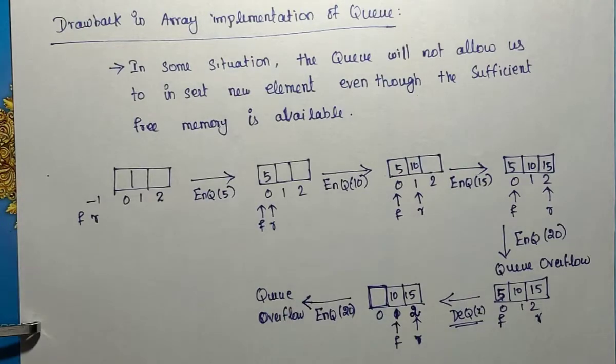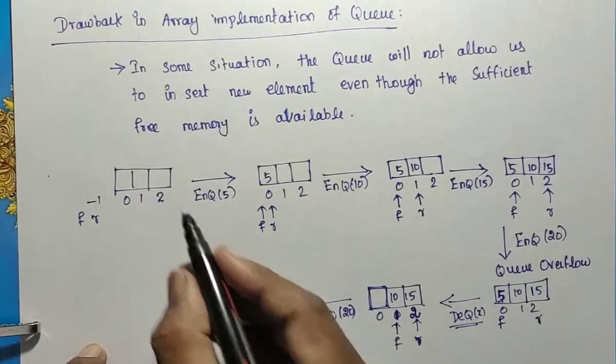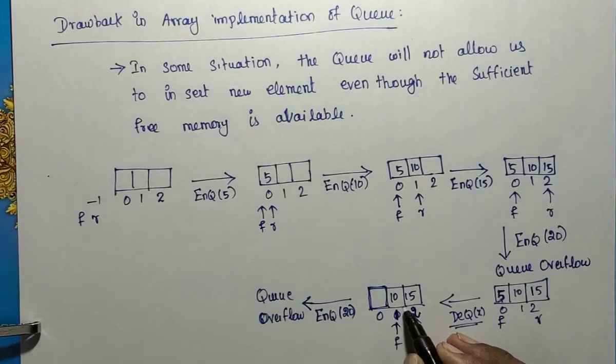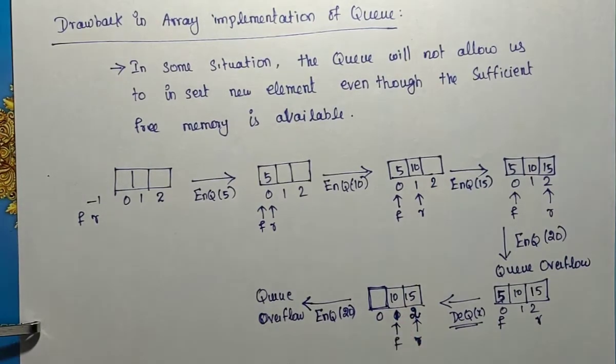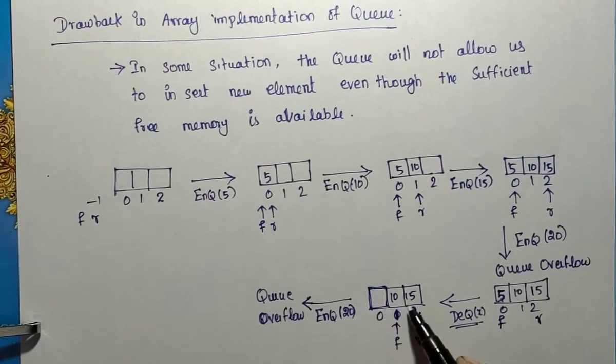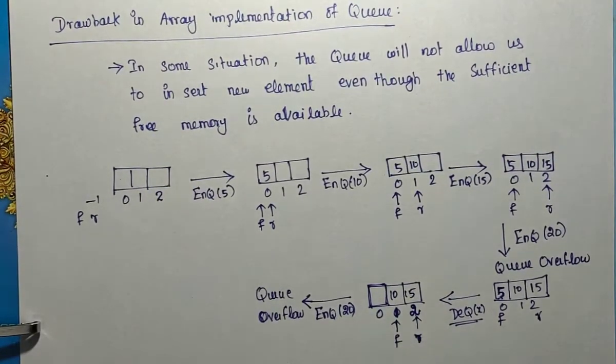We have space because the size of the queue is fixed as 3. The queue is logically containing only 2 elements, 10 and 15. But as per our algorithm, the queue will not allow you to insert that element. If you want to insert that element, then the 2 elements should be completely deleted, and only then will the queue become empty.